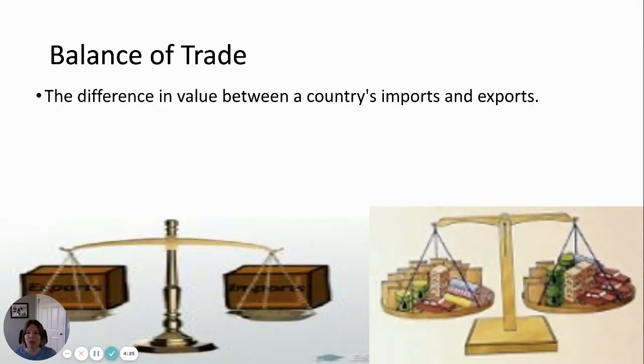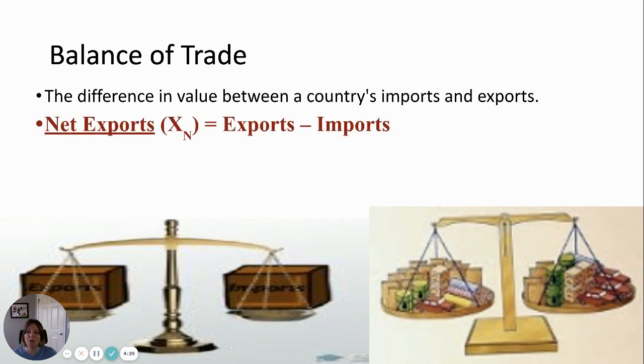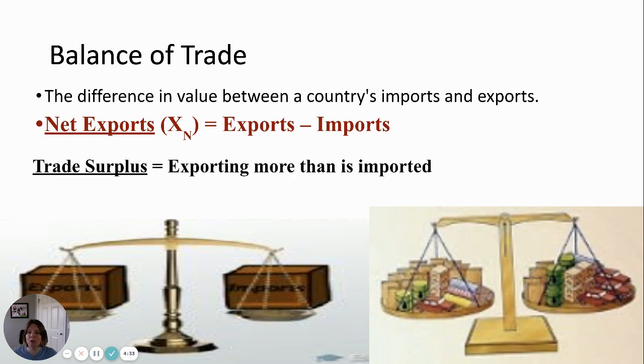Okay, so the balance of trade is the difference in value between a country's imports and its exports. So net exports, again, is exports minus imports. A trade surplus is when you export more than you import. China, for example, routinely runs trade surpluses. They export lots of goods and they don't import as many goods, so they generally run a trade surplus.